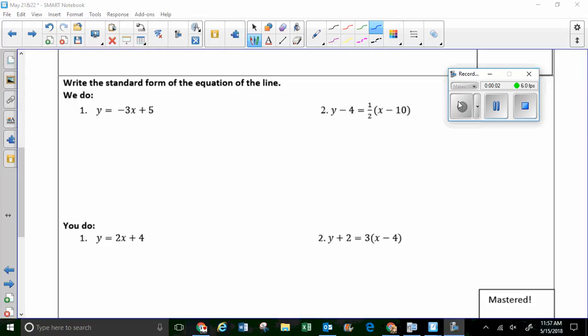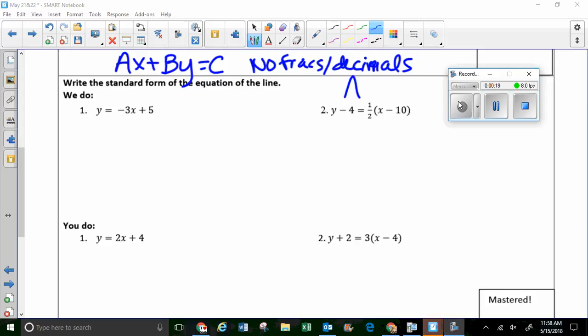In this video, we're going to be writing the equation of a line in standard form, which is ax plus by equals c. And two rules with that: no fractions or decimals, and a has to be positive, greater than 0.